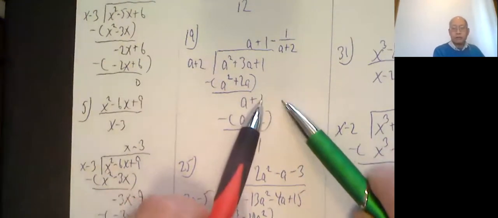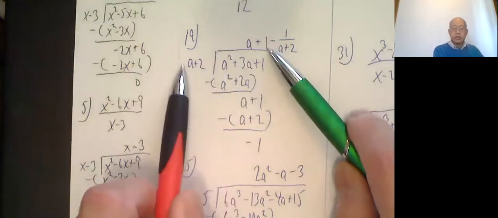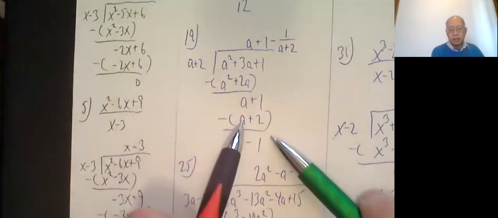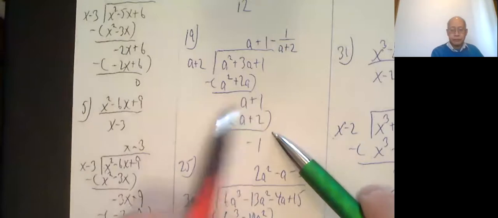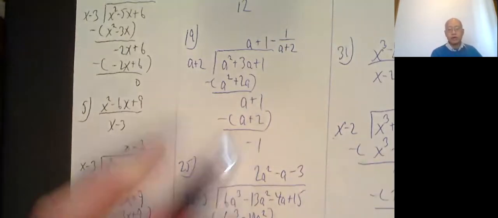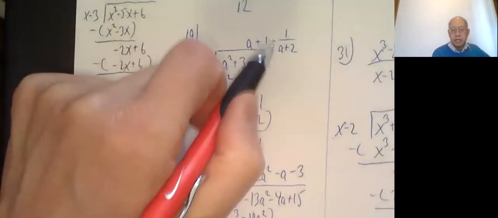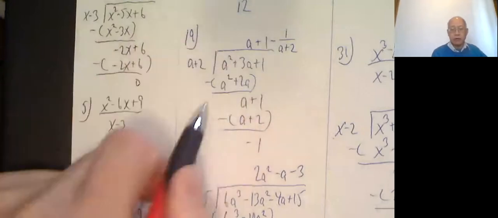Bring down the 1. How do you go from a to a? Plus 1. 1 times a plus 2, a plus 2. Subtract. A minus a is nothing. 1 minus 2 is negative 1. So the remainder is negative 1. So I will let you put a plus here if you put the minus there. But it's easier to just put a minus 1 over a plus 2.